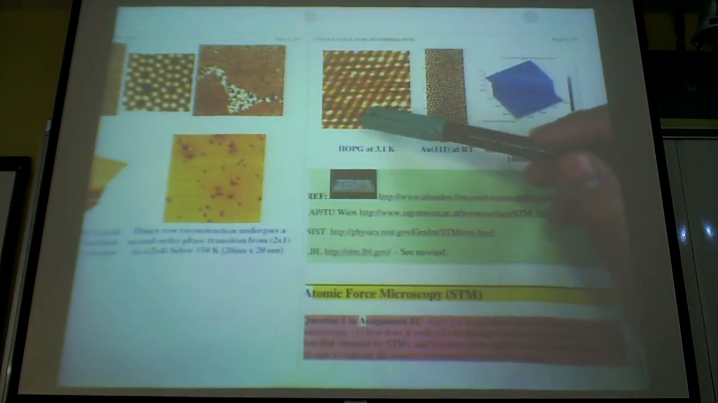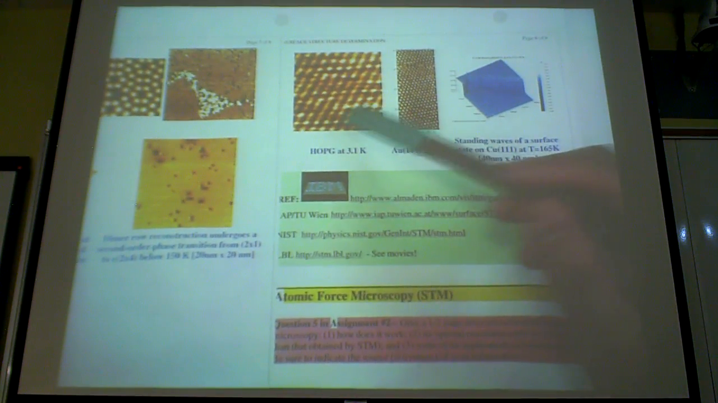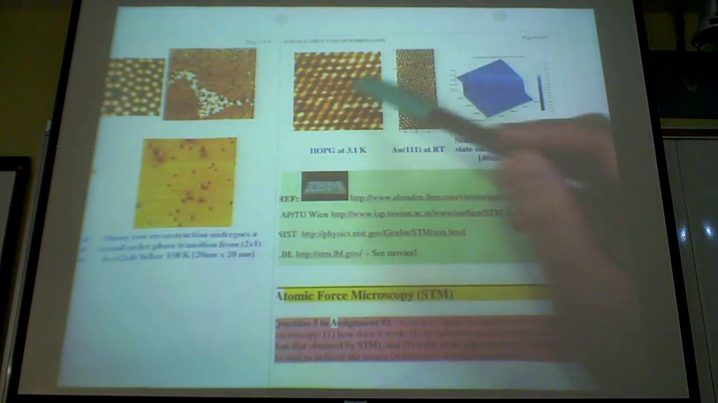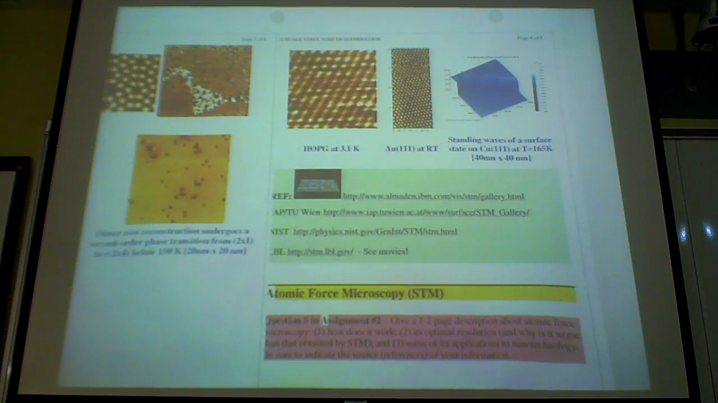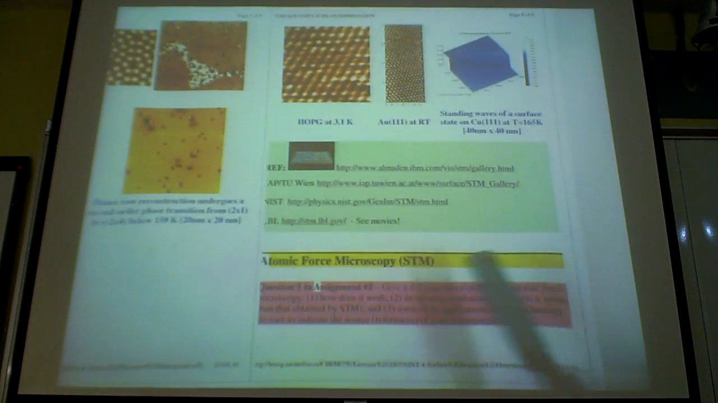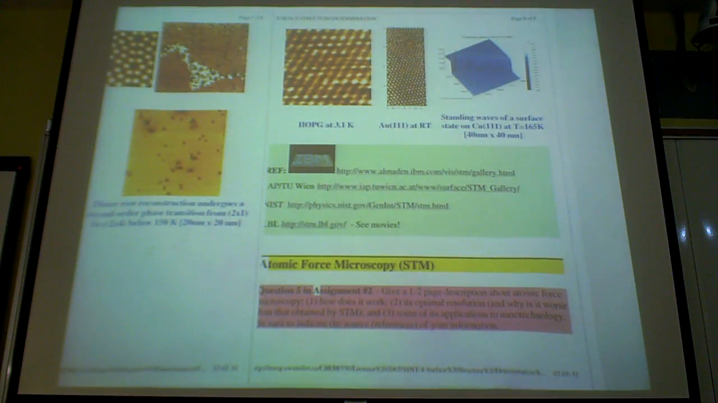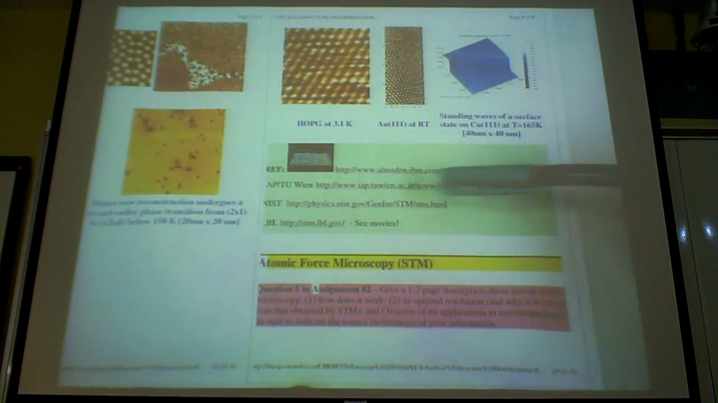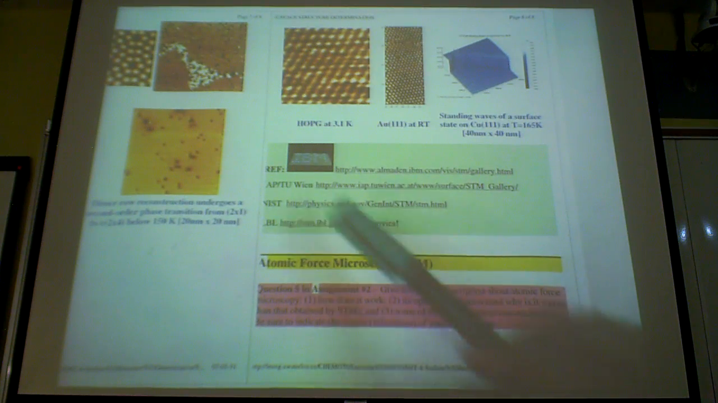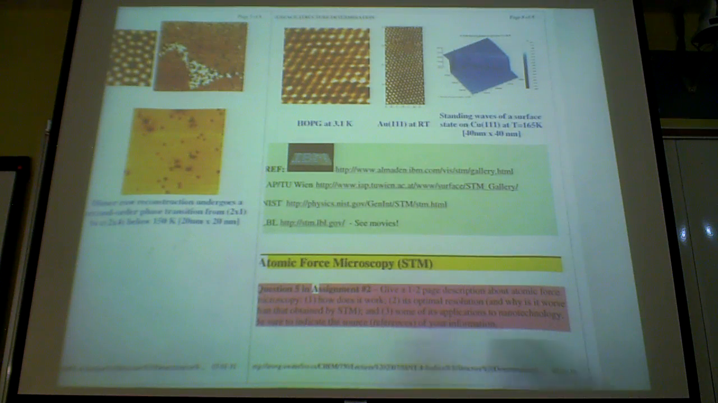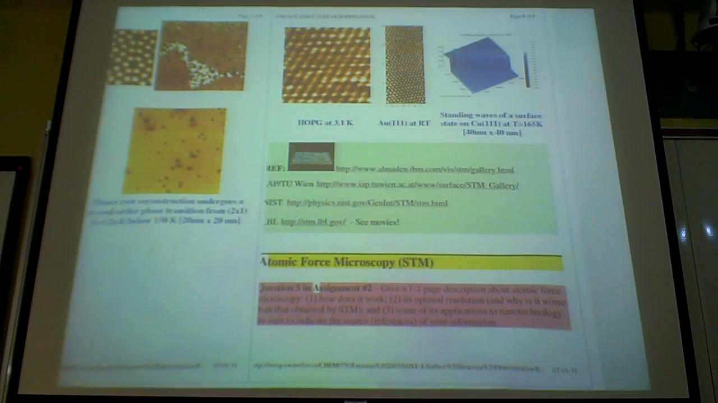This is a surface of graphite, right? Graphite material at low temperature, 3.1 K. This is a gold surface at room temperature and so forth. And you can get a library of stuff on this website. IBM San Jose has a nice video of how they built the IBM logo with STM, and then there are other sites that describe different surface chemistry using STM.